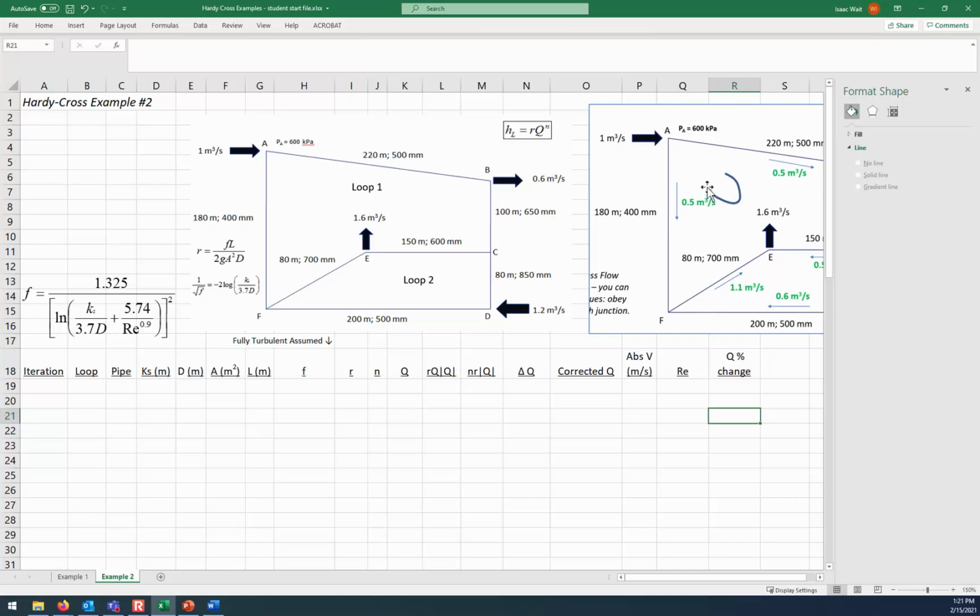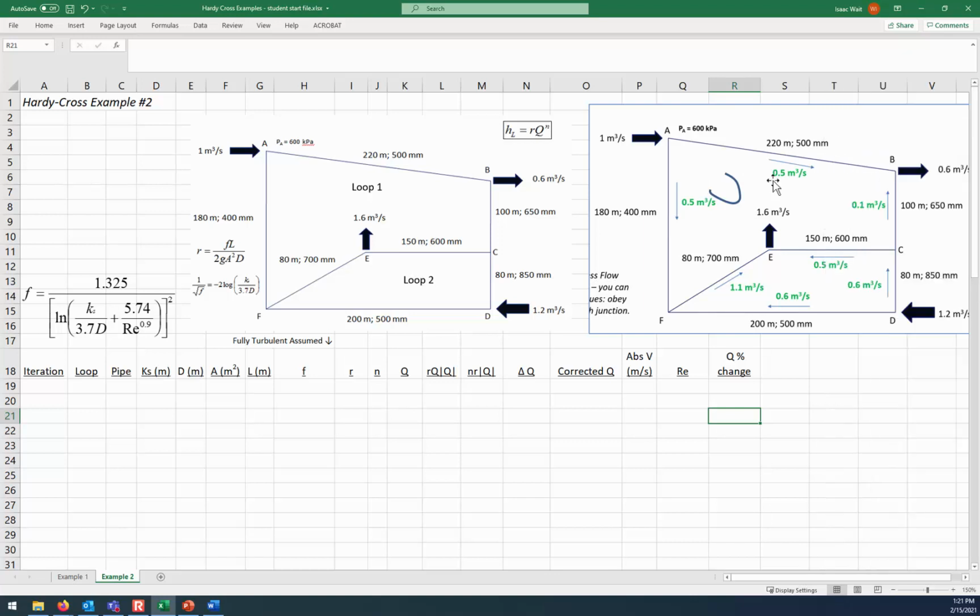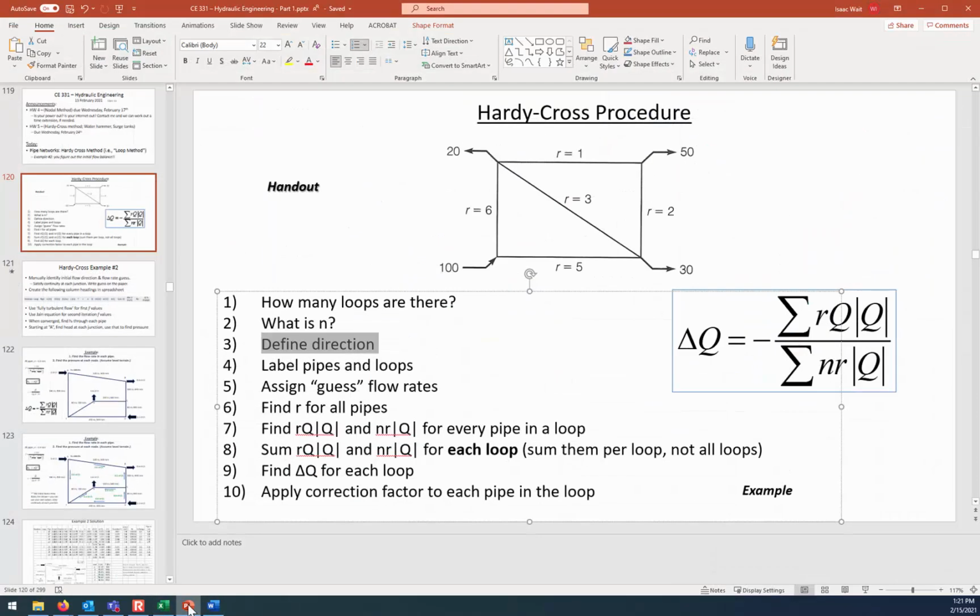Clockwise is positive. So if clockwise is positive, then this 0.5 cubic meters per second from A to F is negative. But AB is a positive 0.5 cubic meters per second, because in the context of loop 1, this is the same direction as clockwise, but AF is anti-clockwise.